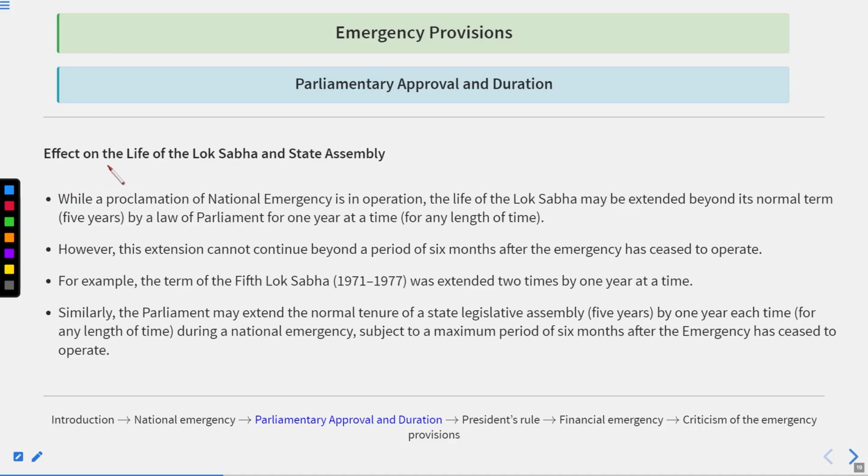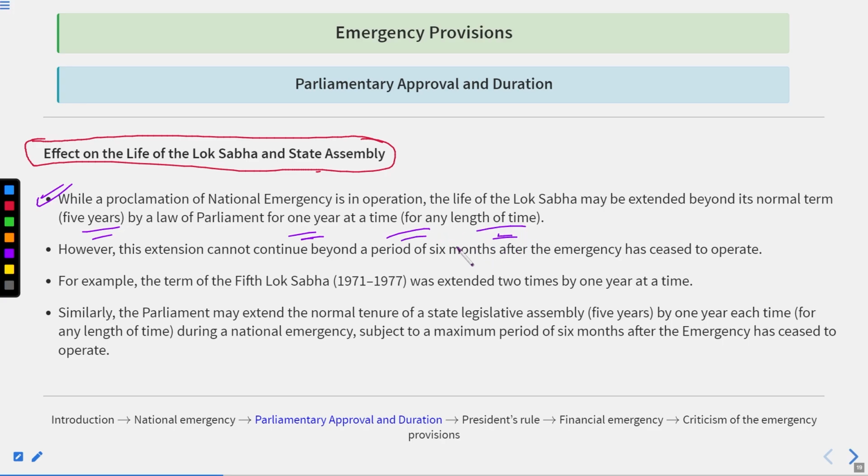After the center-state relations, the next heading we had is the effect on the life of the Lok Sabha and the state assembly. While a proclamation of national emergency is in operation, the life of Lok Sabha may be extended beyond its normal term of 5 years by a law of parliament for 1 year at a time, for any length of time.